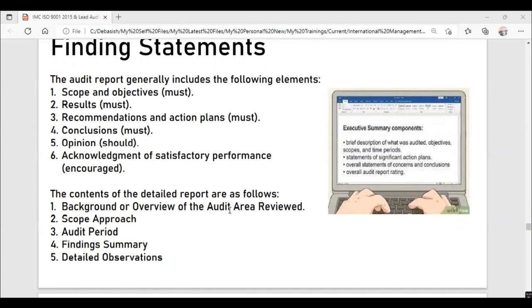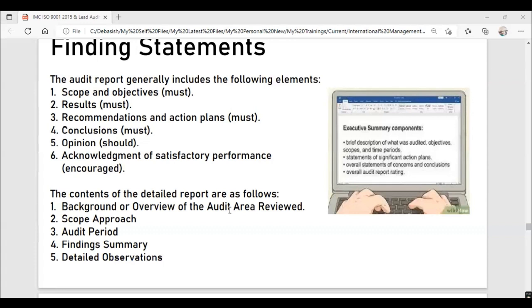Also, you must include the conclusions of the audit. Your opinion you should actually state, as an auditor or a lead auditor. What are your impressions about the audit? Definitely, you can put your opinion. Even at times, auditees' opinions could also be included. They will say how this audit has helped them.